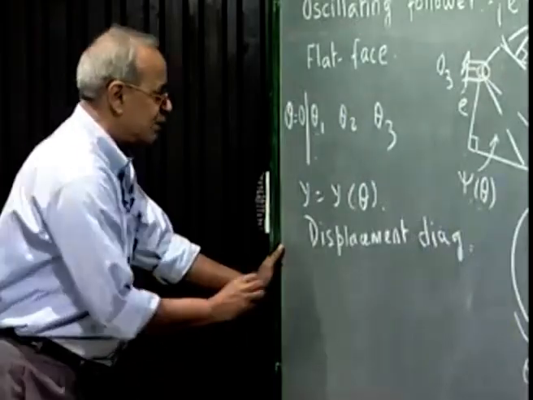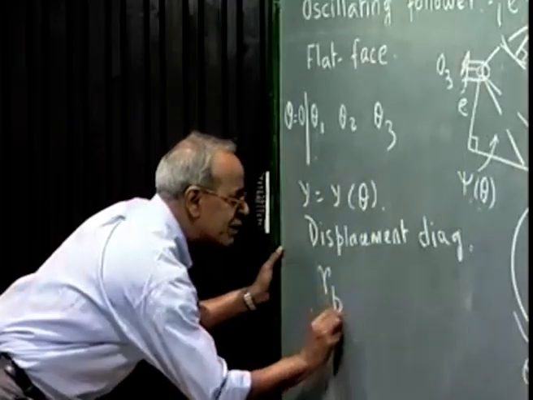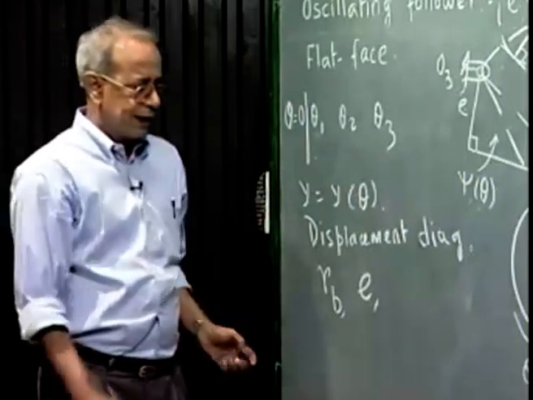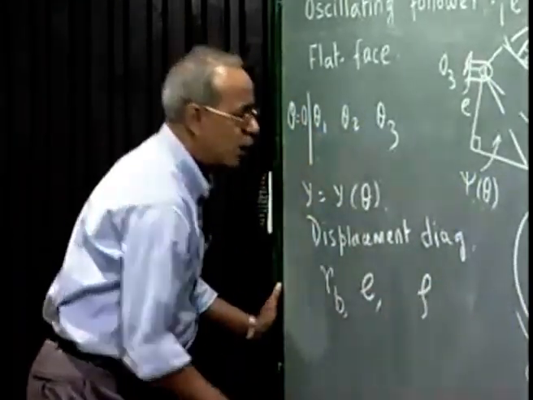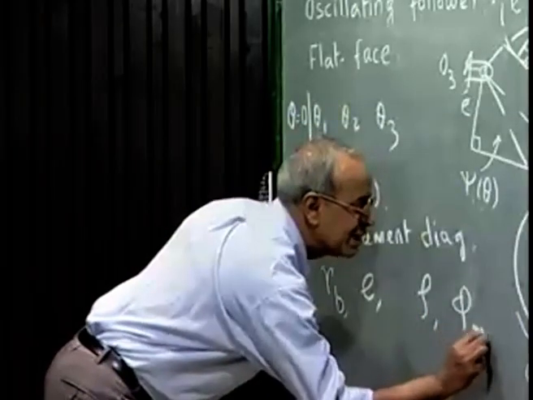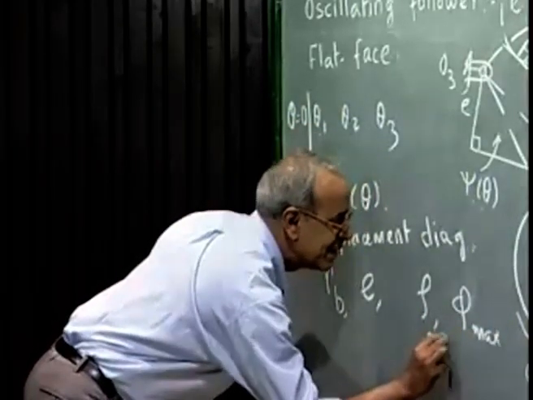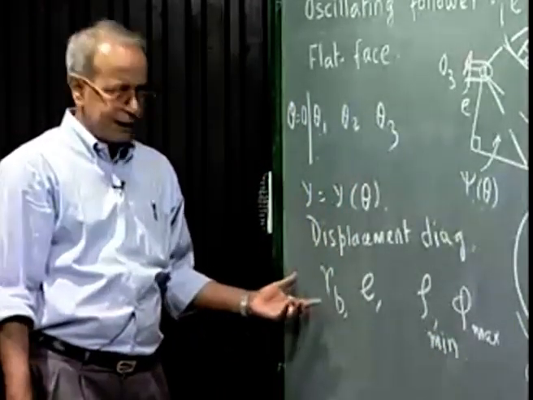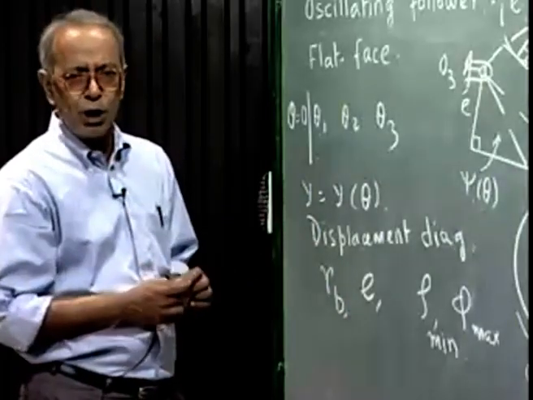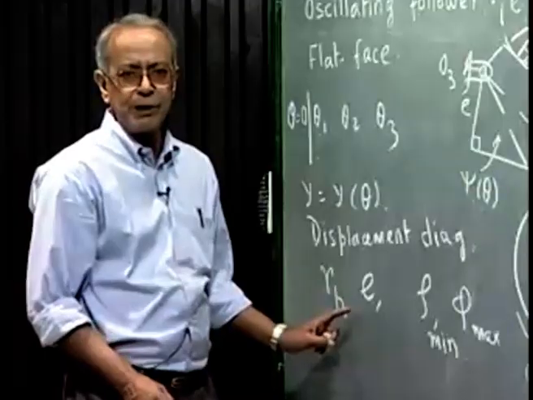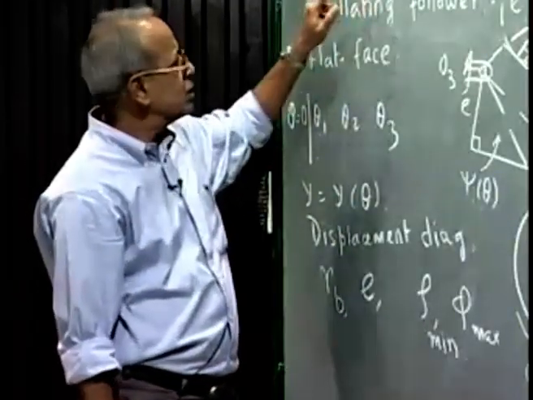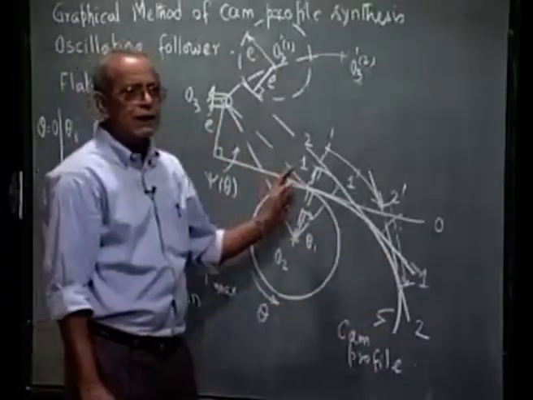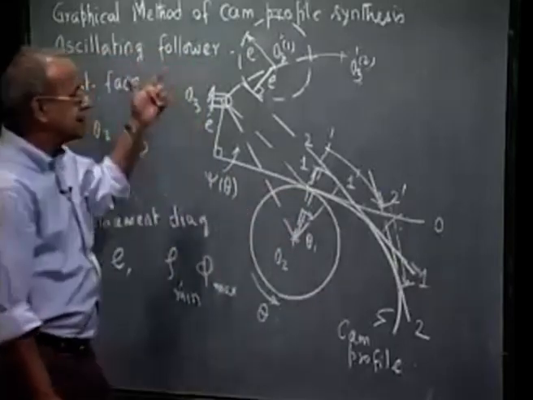Then we showed how to get the basic dimensions like RB, E, etc., so that certain conditions like minimum radius of curvature or maximum value of the pressure angle are satisfied. We would always obviously like to go for the smallest value of RB that we can get away with, so that the cam size is small. And after getting these basic dimensions, we discussed both the analytical and graphical methods to obtain the cam curve or the cam profile, and that is the synthesis problem.